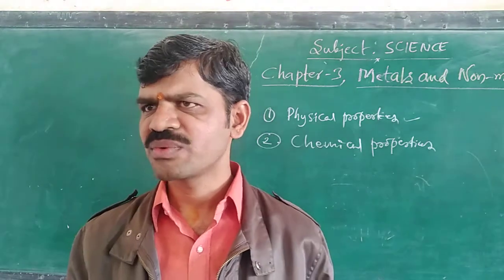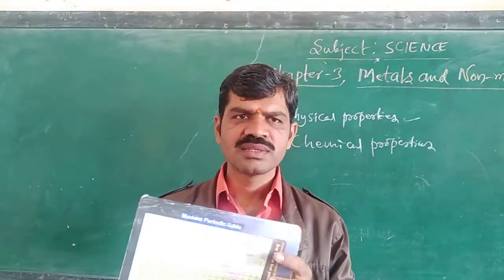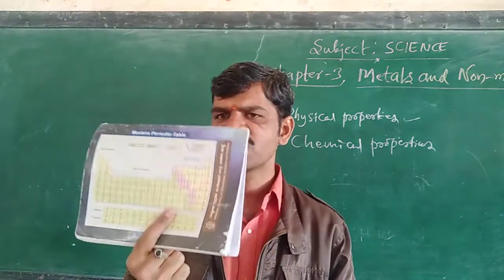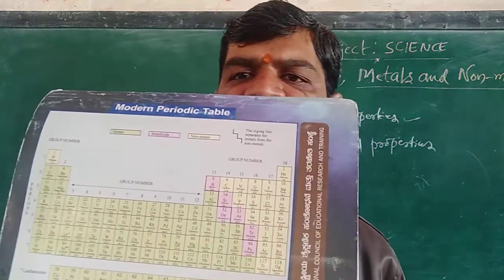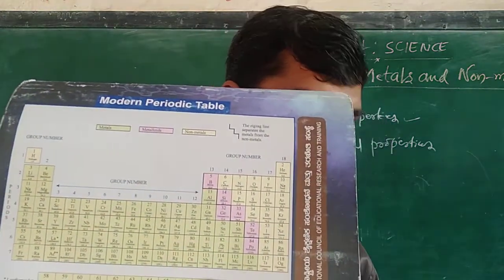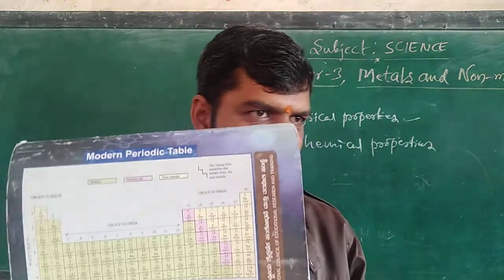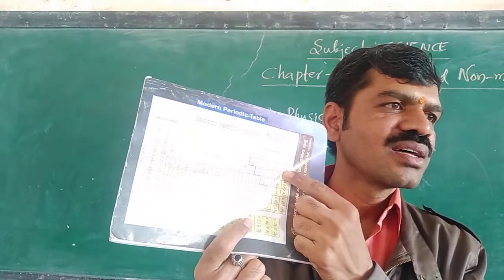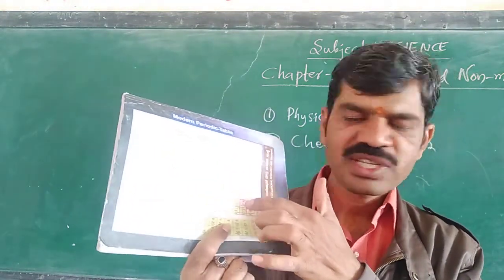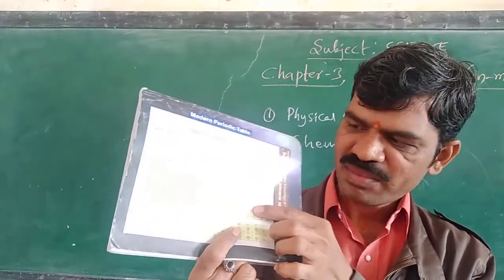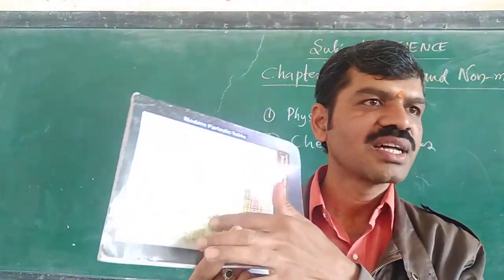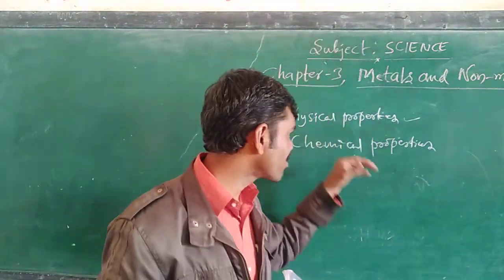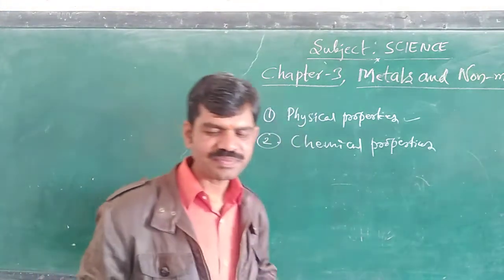Non-metals are very few. Metals are maximum. Metalloids are very, very few. So in the periodic table in the textbook, the boxes in yellow color are non-metals, the boxes in pink color are metalloids, and the boxes colored green are metals. See, these are the physical properties of the metals and the non-metals.